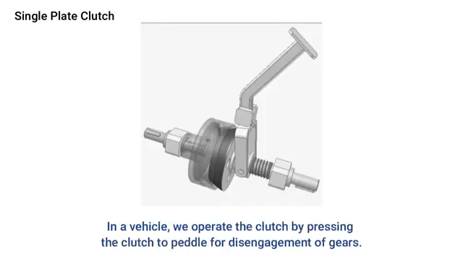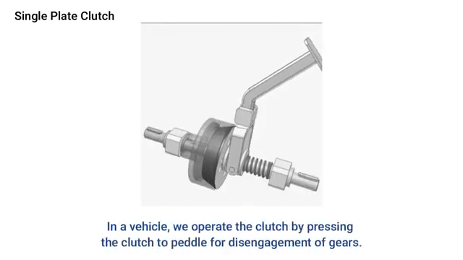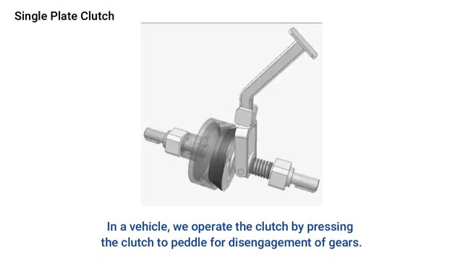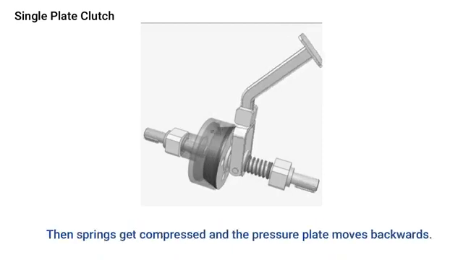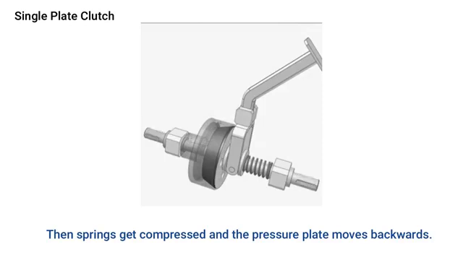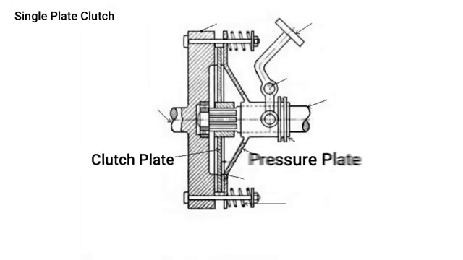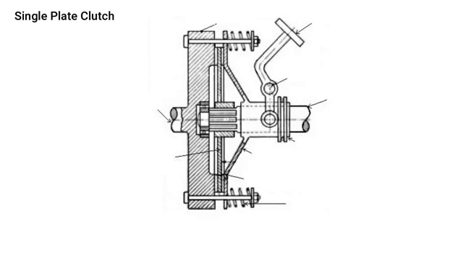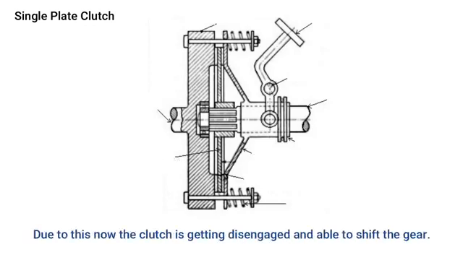In a vehicle, we operate the clutch by pressing the clutch pedal. For disengagement of gears, the springs get compressed and the pressure plate moves backwards. Now the clutch plate becomes free between the pressure plate and flywheel. Due to this, the clutch is disengaged and we are able to shift the gear.